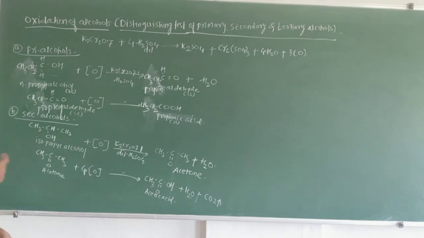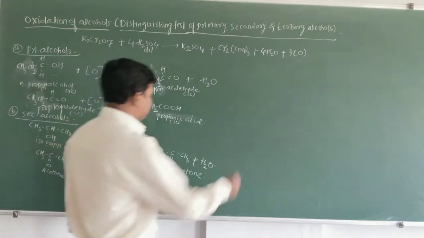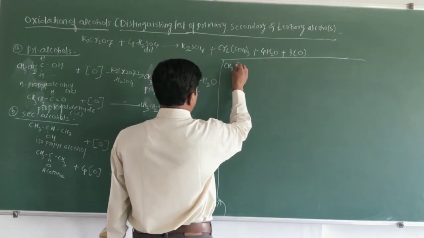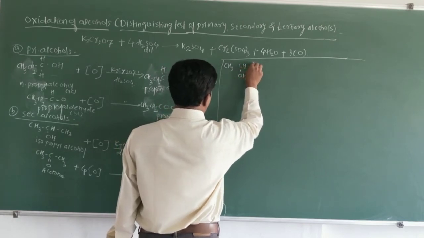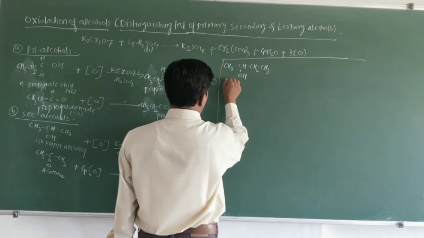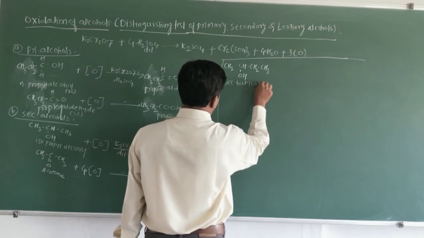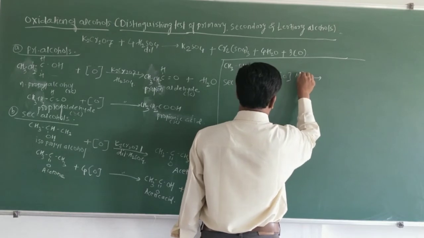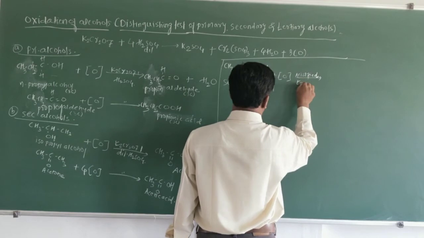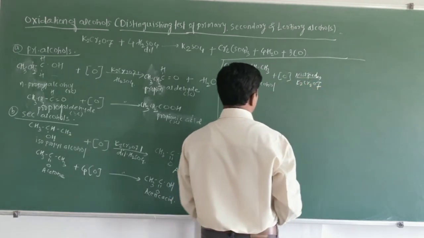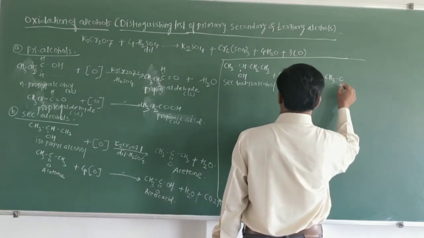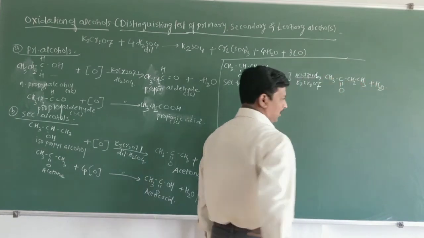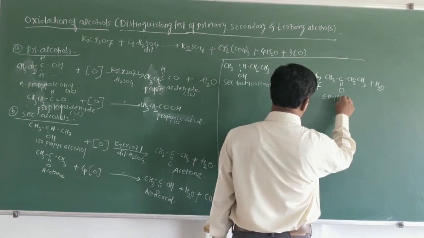Okay, now I will take another example here. CH3, CH, OH, CH2 and CH3, the name of the alcohol is the secondary butyl alcohol. Now this secondary butyl alcohol on oxidation with the same acidified K2Cr2O7 forms first of all CH3 C double bond O CH2 and CH3 plus H2O. The name of the ketone here is the ethyl methyl ketone. Now why is it ethyl methyl ketone?